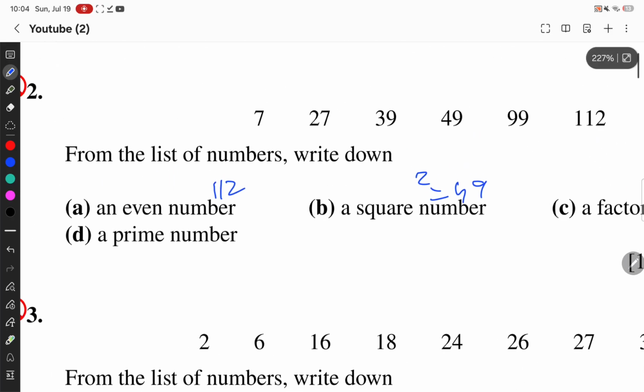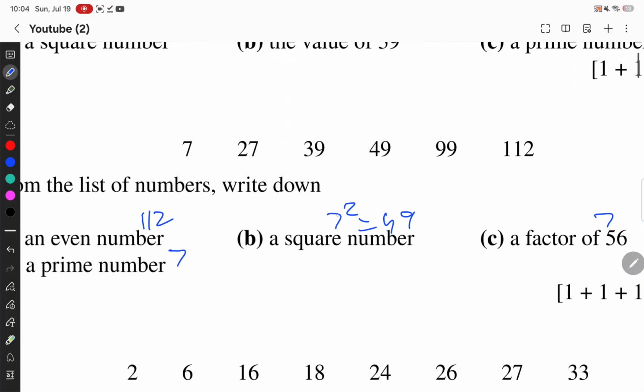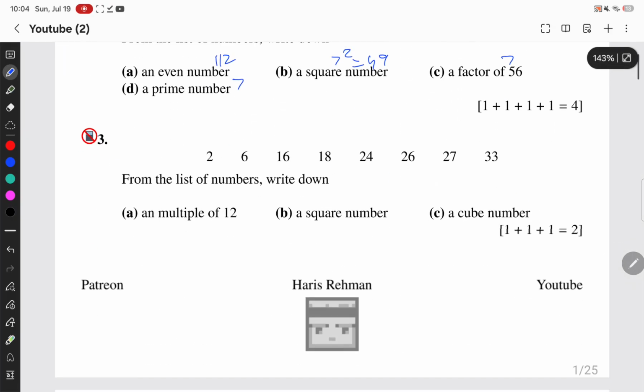A prime number can be divided only by itself and 1. Here we have 7 as the only prime number. See how we can use two things at once? 27 comes in the table of 3, 29 is prime, 49 comes in the table of 7, 99 comes in the table of 3, 112 comes in the table of 2 at least.